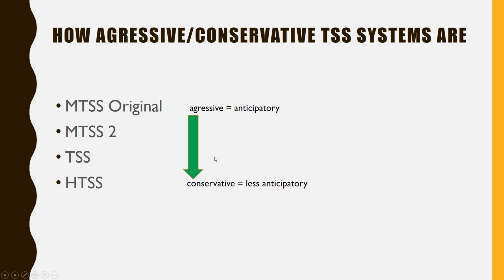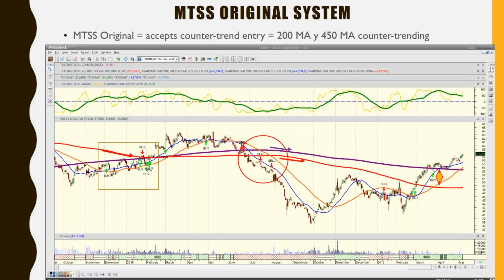The HTSS is more conservative. Here we have the trend in terms of aggressiveness and how anticipatory is each one. The most aggressive is the MTSS original. Then we have the MTSS2, then the TSS, and then the HTSS, which is the most conservative and at the same time the less anticipatory. So obviously, when you use a more aggressive system, well, your reward will be much better.